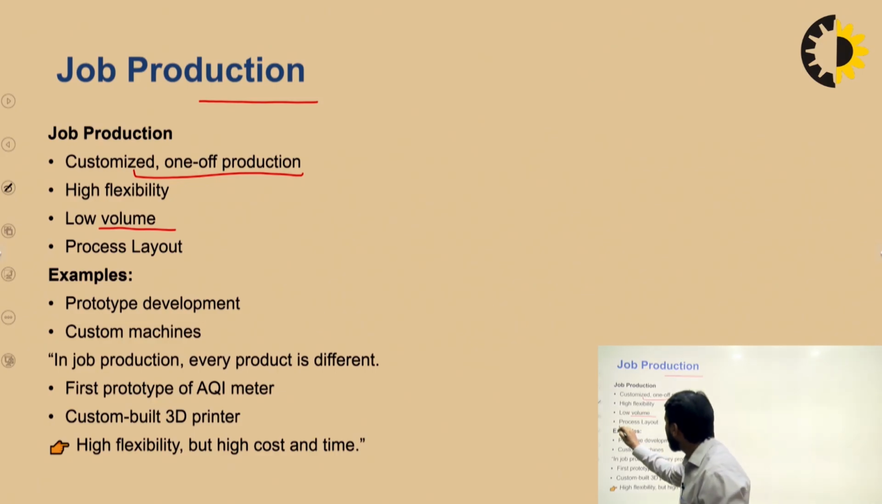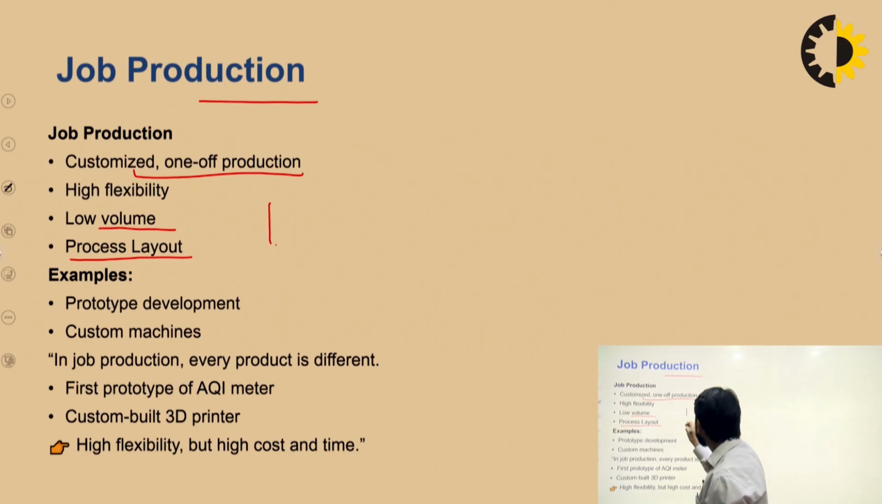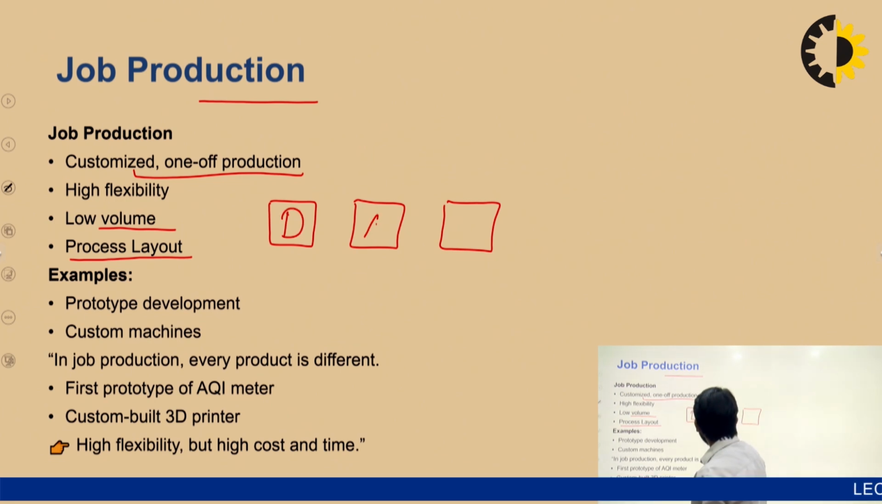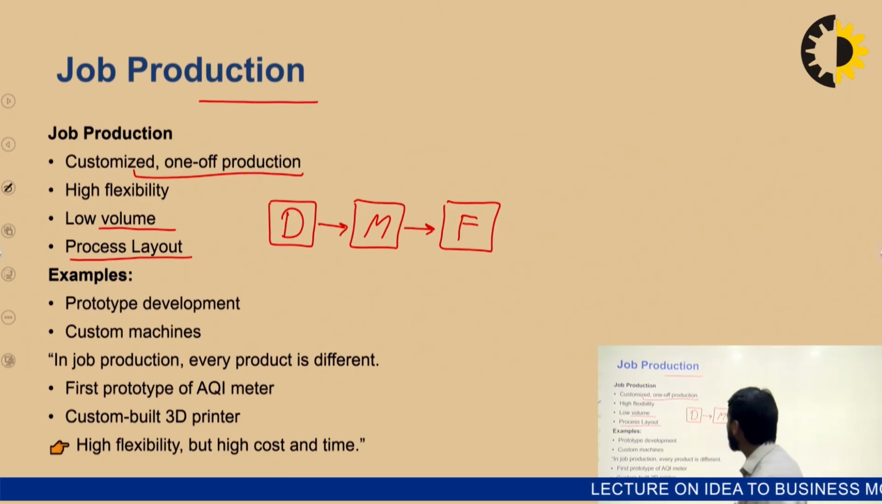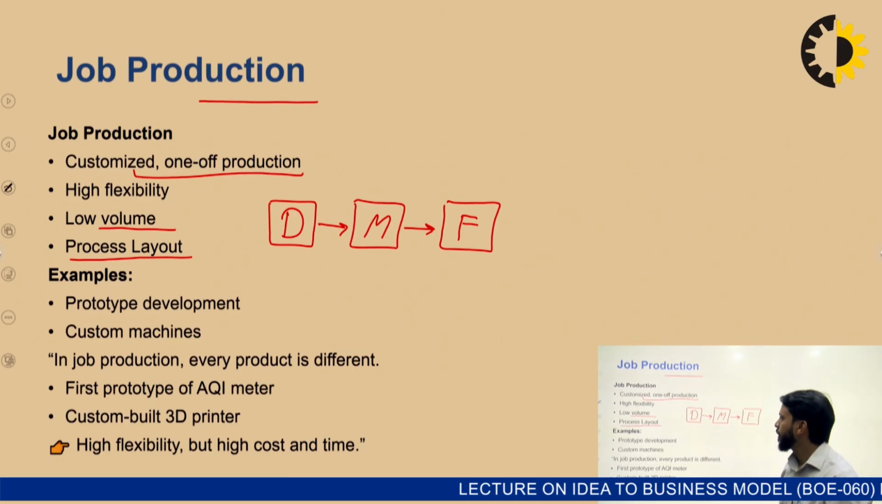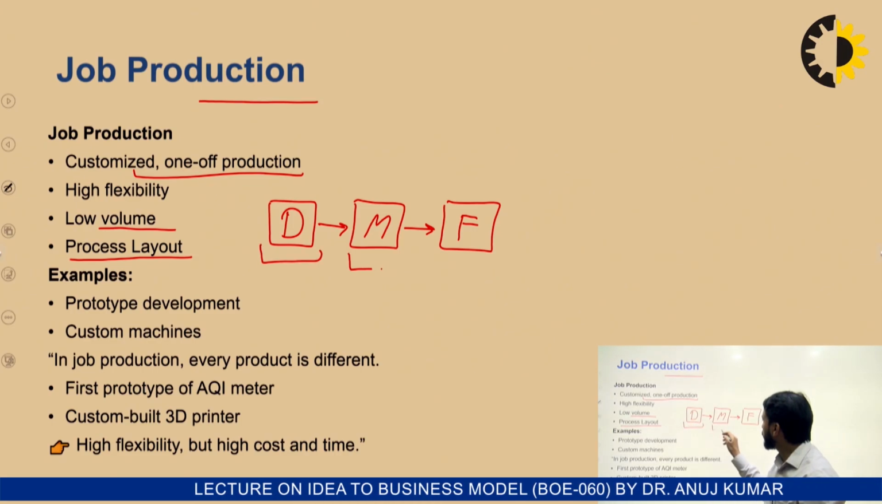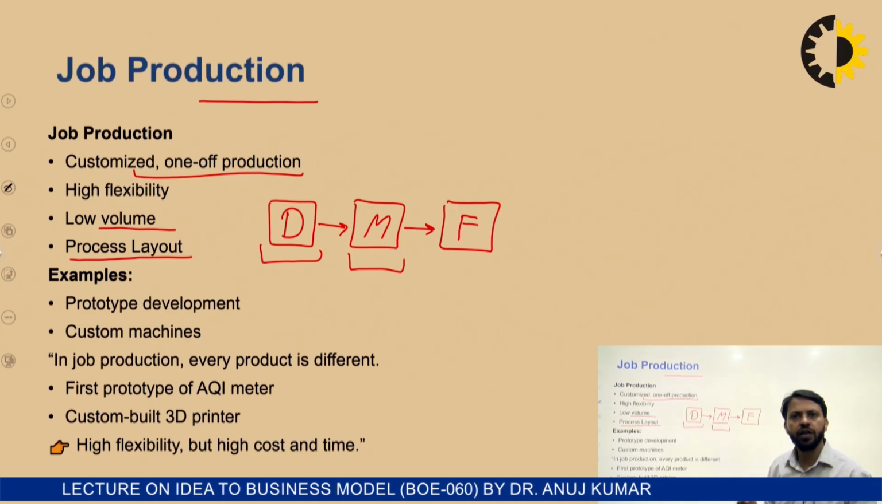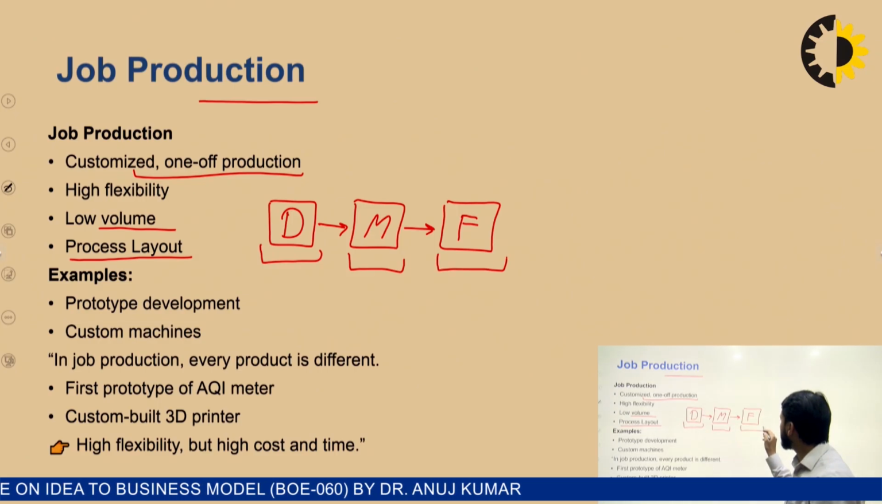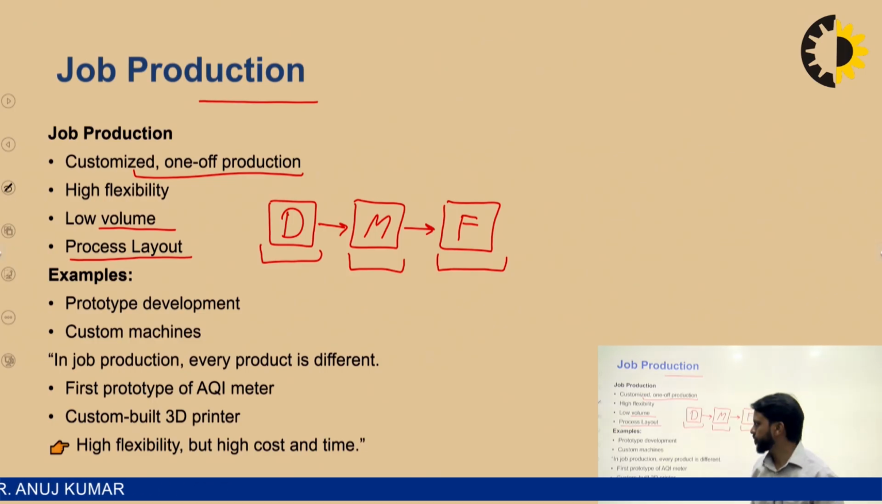The important part here is process layout. That means your plant layout looks like processes. For example, all the drillings, all the millings, all the finishings. This kind of layout you can observe. What does that mean? All the drilling functions should be done here, all the milling functions should be done here, all the finishing or the final machining functions should be done here. So this kind of layout is more prevalent in the job production system.